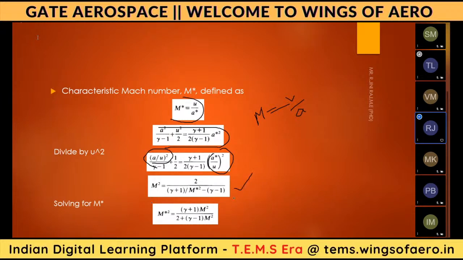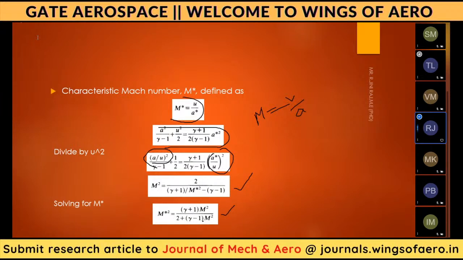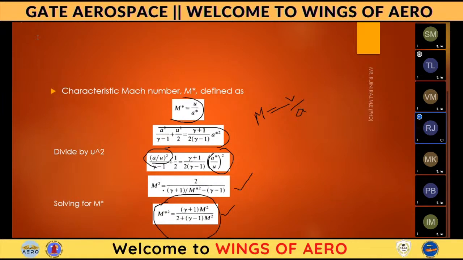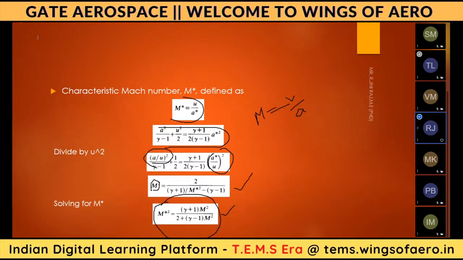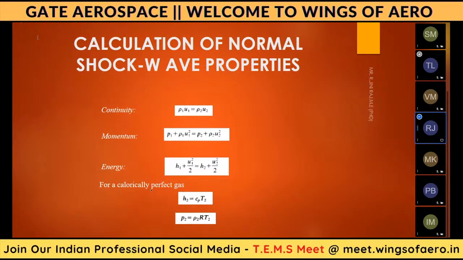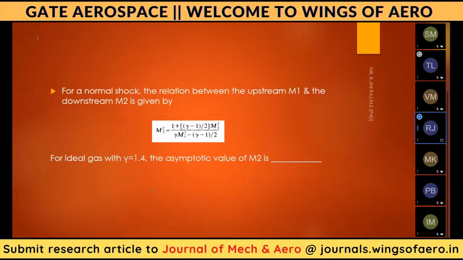This equation and this equation is important. Please note this also. So m star square equal to gamma plus 1 into m square divided by 2 plus gamma minus 1 into m square. So in order to find the characteristic Mach number, or in order to find the Mach number, we can use this characteristic Mach number formula. By substituting this value, we will be getting the m square value. Okay, so we will solve one problem first, then we can go through this derivation.